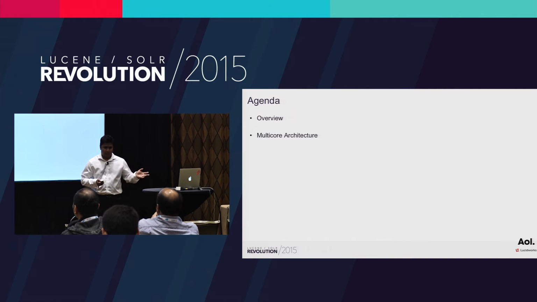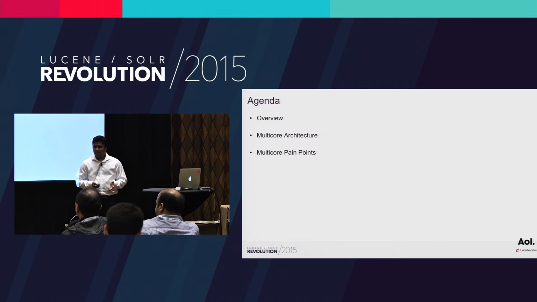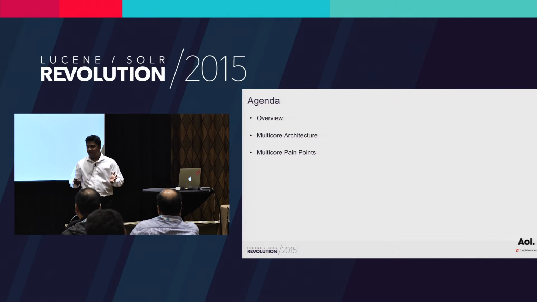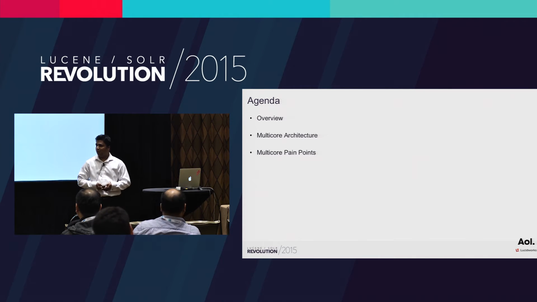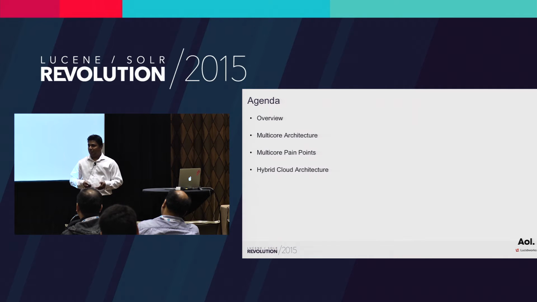So I'm going to quickly walk you through our old multi-core architecture, what it is and why we started with it, and then go over some of the pain points we encountered with it and how it made us rethink our deployment. And then a quick overview of our hybrid cloud architecture, which is a combination of multi-core and SolrCloud. And then some of the metrics and benefits we received moving to SolrCloud.